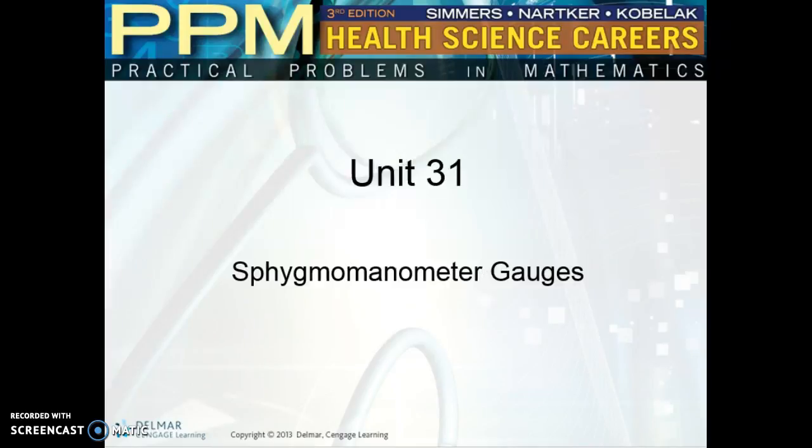Now, unit 31, and let's see how I do with this, is all about the sphygmomanometer. Sphygmomanometer is the blood pressure gauge. So this unit is all about measuring blood pressure. Again, there are a lot of electronic devices out there that will do this for us nowadays, but there are probably a lot more docs that you're going to see that do it the old-fashioned way rather than with the electronic. So learning how to measure blood pressure.